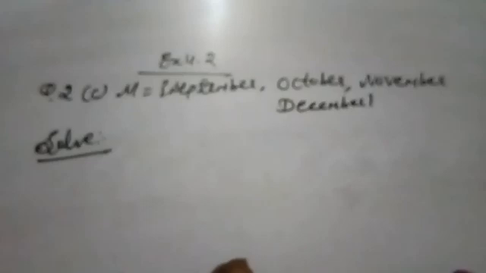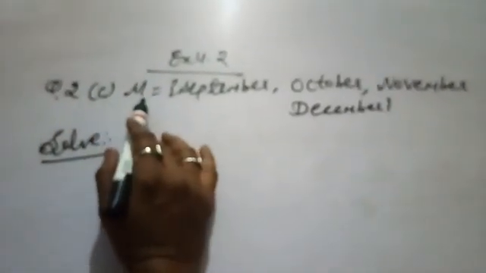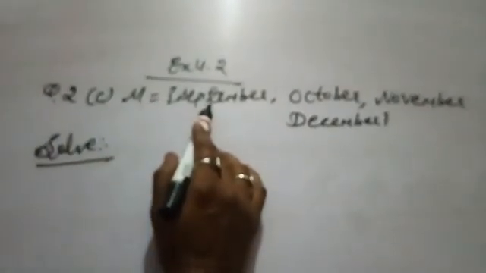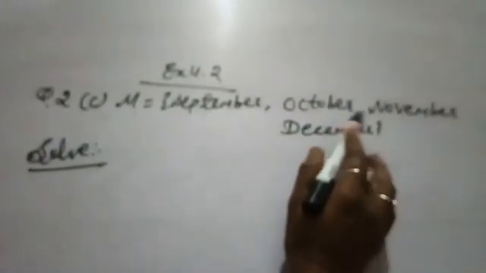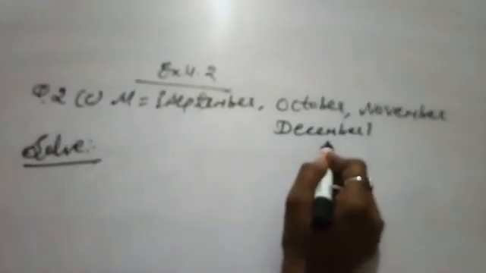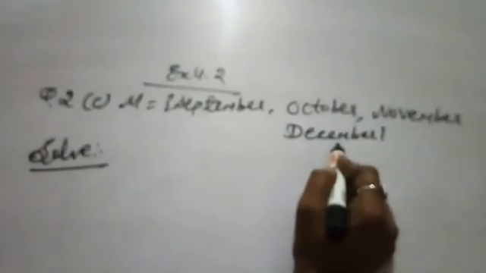Now come to the C point. This is C part and the set M is given there. The elements of set M are September, October, November and December. When we see the common quality of all these elements, these all are the months of a year.